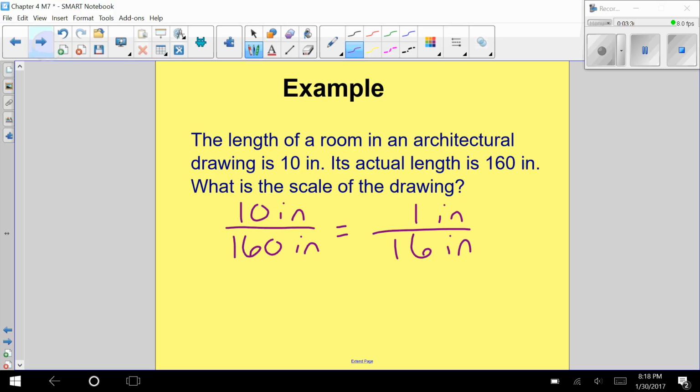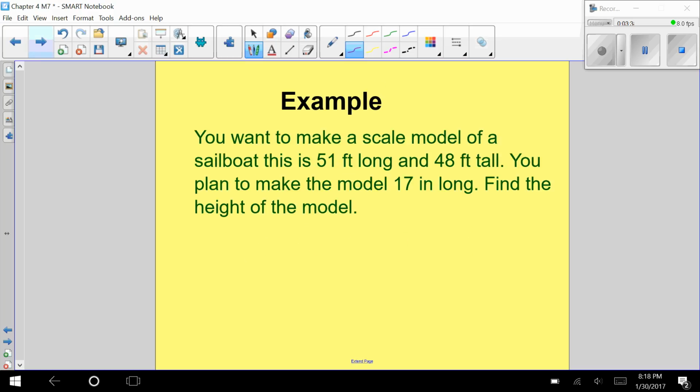There's our scale. You want to make a scale model of a sailboat that is 51 feet long and 48 feet tall. That's the actual boat. You plan to make the model 17 inches long. Find the height of the model. Try this on your own.